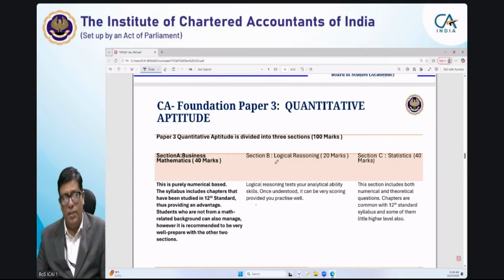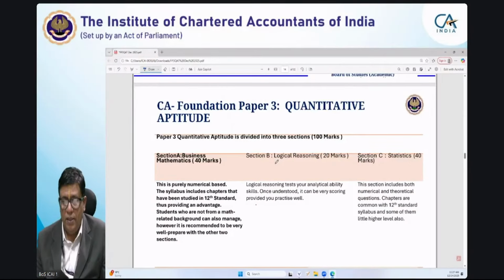Logical reasoning tests are actually very simple tests: number series, alphabetical series, and then odd man out series. Next is coding and decoding, which is very important from the examination point of view, then seating arrangements, the direction sense test, and after that, blood relations.